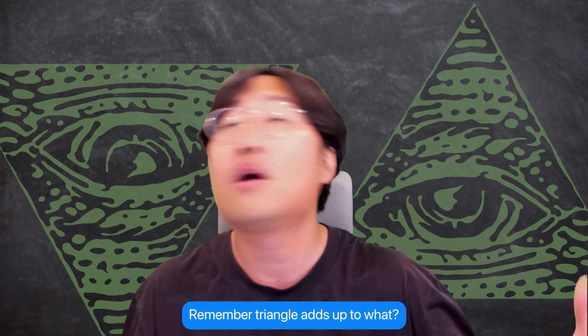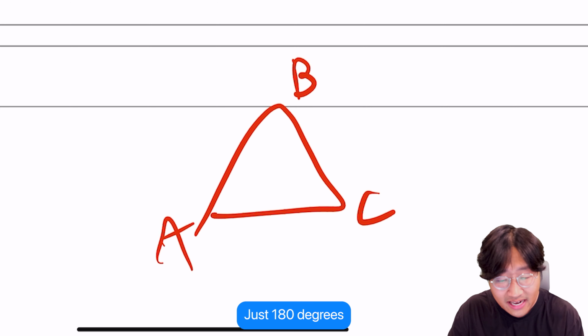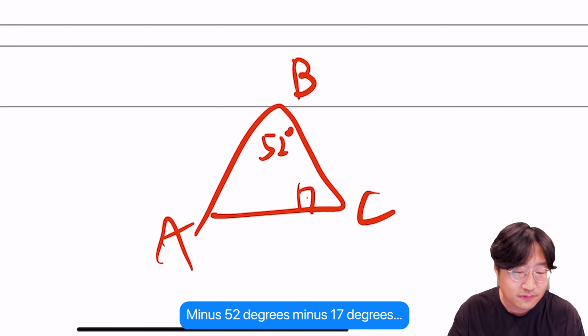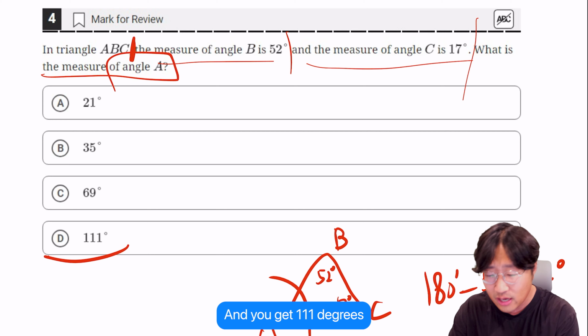Remember, a triangle adds up to what? 180 degrees. So just 180 degrees minus 52 degrees minus 17 degrees. You do that in your calculator and you get 111 degrees.